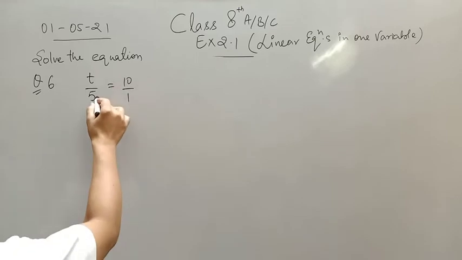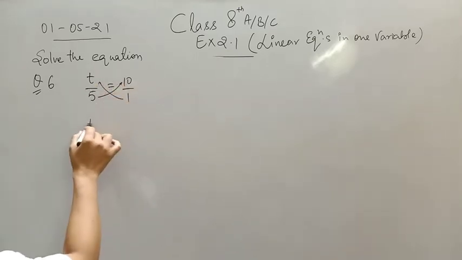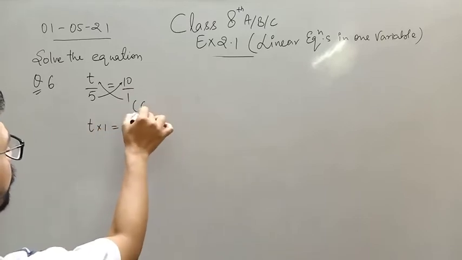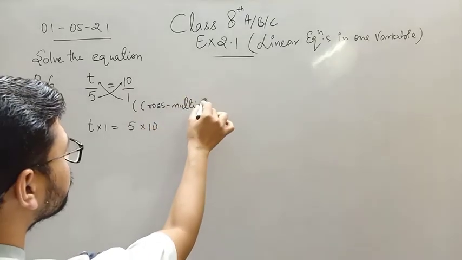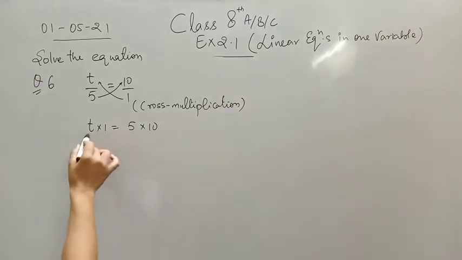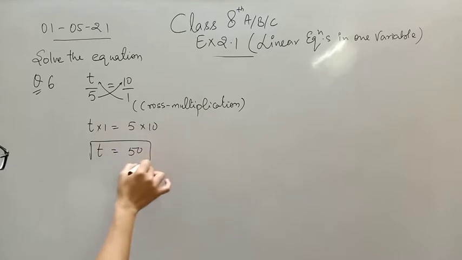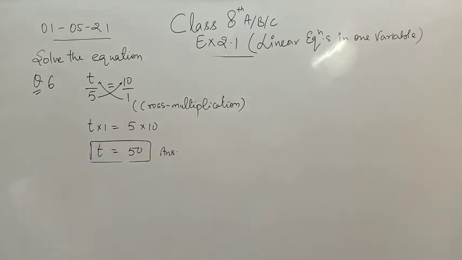So how to get the value of t? What I need to do is I just cross multiply these values. So t into 1 is equals to 5 into 10. What I did is cross multiplication. So t ones are t and 5 tens are 50. So this is your answer.